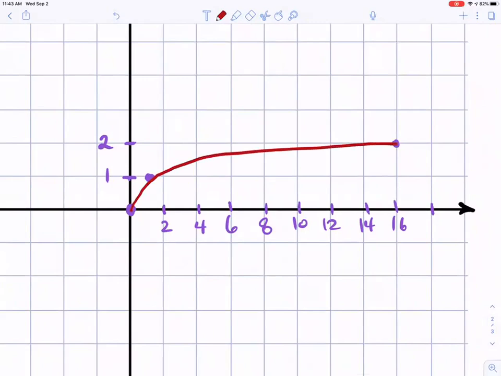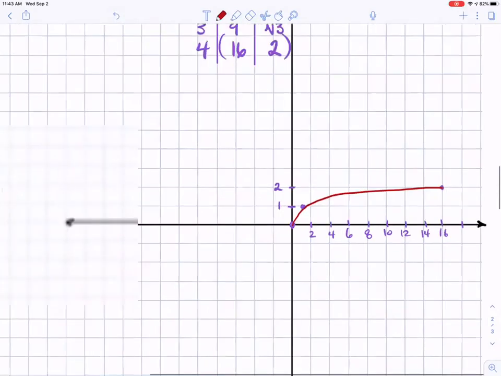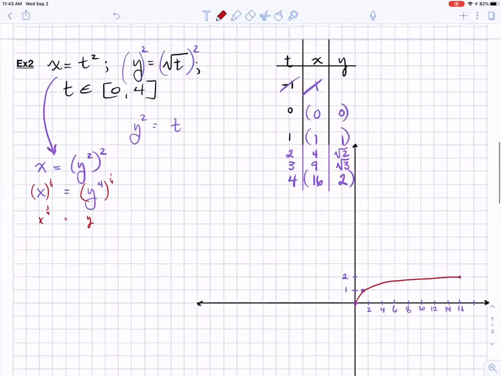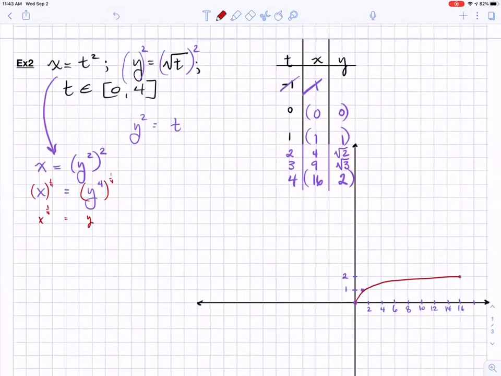The difference is make sure you stop on that coordinate 16, 2. You can't take it any further. Remember, there's a restriction on your t's. Okay, so if you wanted, you could go and see if your calculator gives you the same graph. I'm not going to take the time to do that, but you could do that if you wanted. Okay. All right. Any questions?